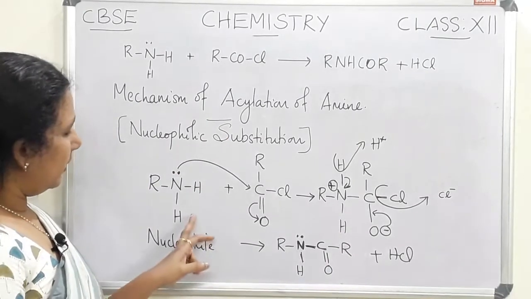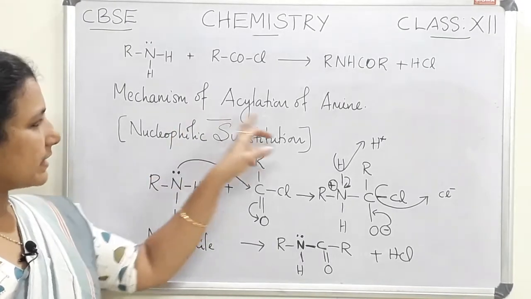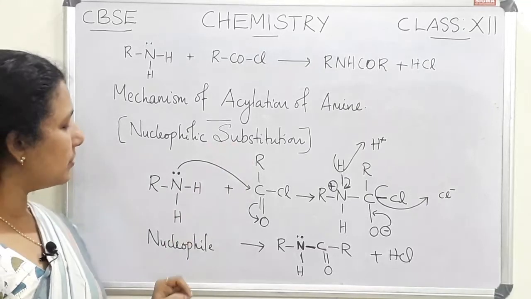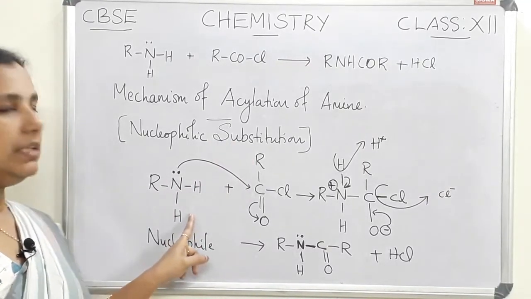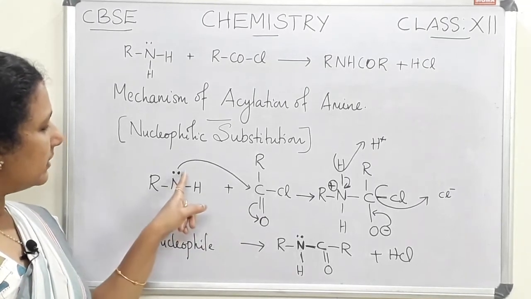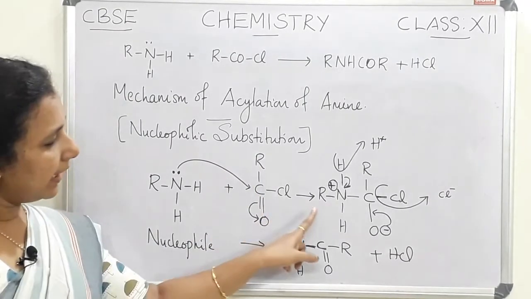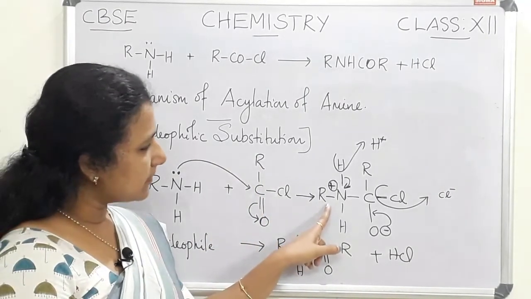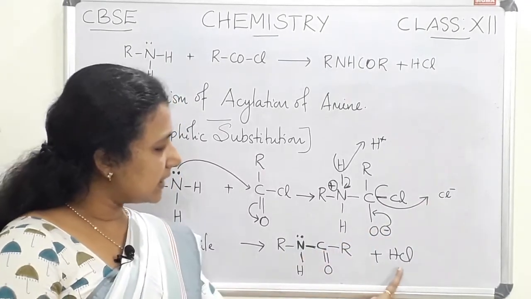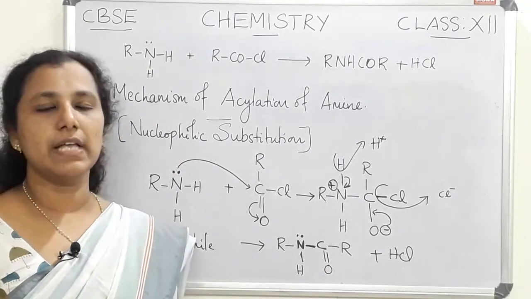So here amine will be acting as a nucleophile. This reaction, acylation of amine, proceeds through a nucleophilic substitution mechanism where the amine acts as a nucleophile since it has a pair of electrons, and this pair of electrons is donated to this carbon atom of the acyl chloride. In the first step this takes place, and then elimination of HCl takes place, and the product will be formed. So this is the mechanism of acylation of amine.